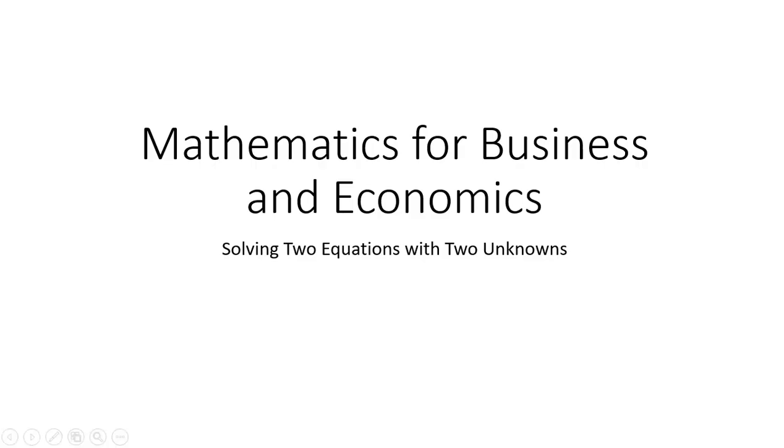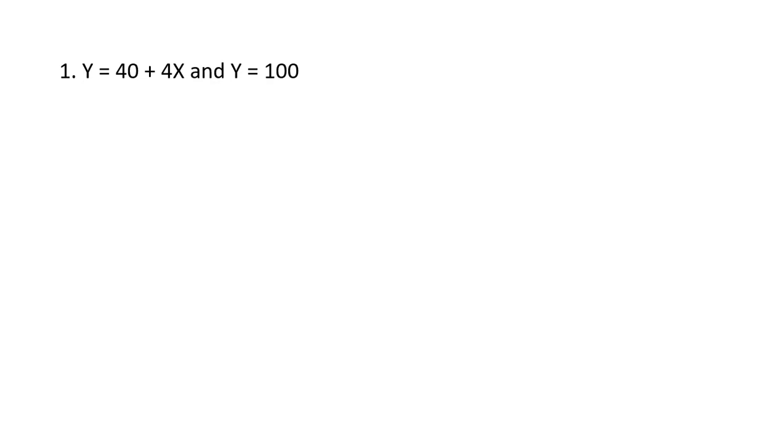In this video, we're going to look at solving two equations with two unknowns. So we're going to start here. We have two equations, y equals 40 plus 4x and y equals 100. And the easiest way to do this is to set y equal to y. Just set both equations equal to one another. So setting y equal to y, 40 plus 4x equals 100.